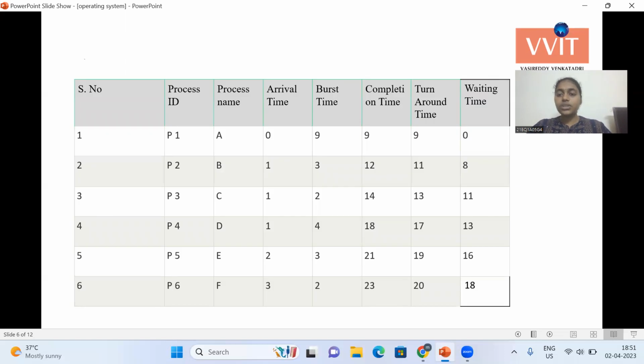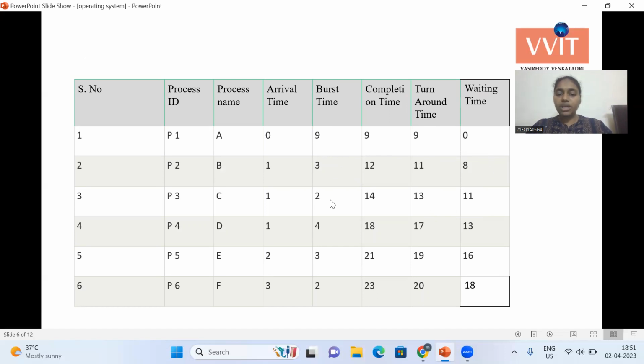Means, if we calculate the difference between turnaround time and the burst time, we will get the waiting time. See here, for process P1, turnaround time is 9 and the burst time is 9. So the waiting time for the process P1 is 9 minus 9 is equal to 0. For process P2, turnaround time is 11 and the burst time is 3. So the waiting time is 11 minus 3 is equal to 8.